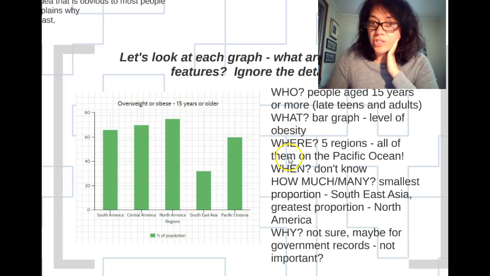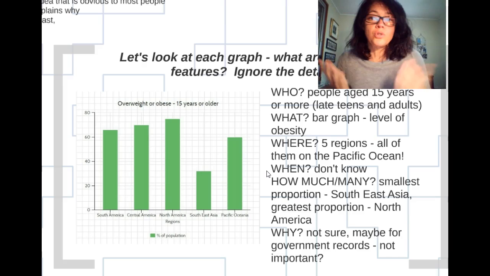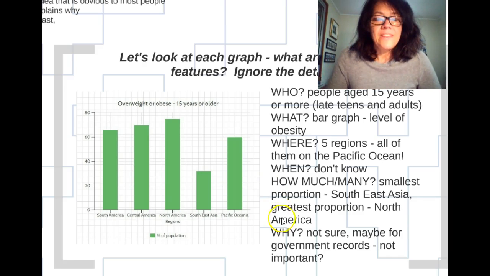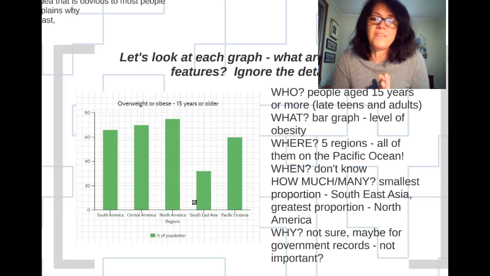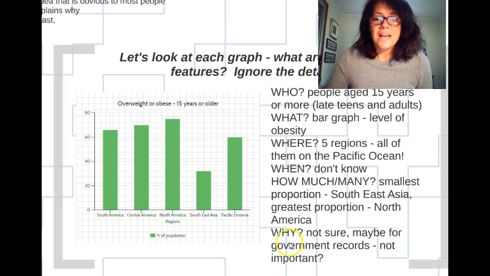Where does the information come from? 5 regions, and all of these regions are on the Pacific Ocean. What does the graph deal with? When? We don't know. Then you want to ask some questions like how much, how many. The smallest proportion of overweight people is in Southeast Asia. These are just very quick observations. The last question, why, is usually not important in Task 1.